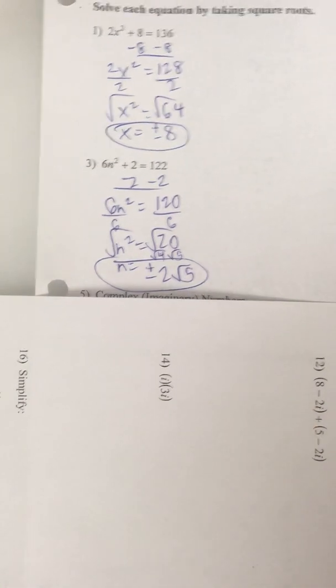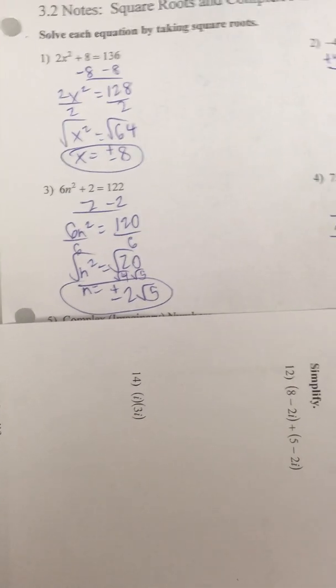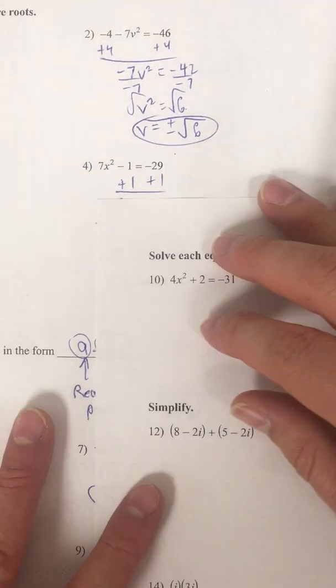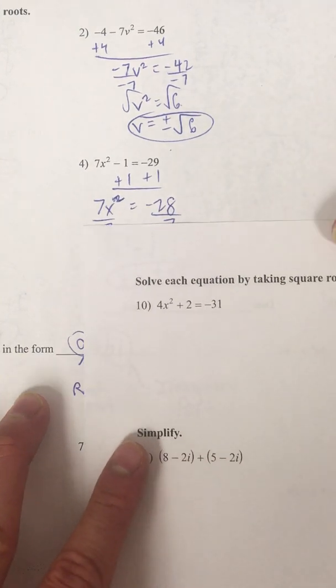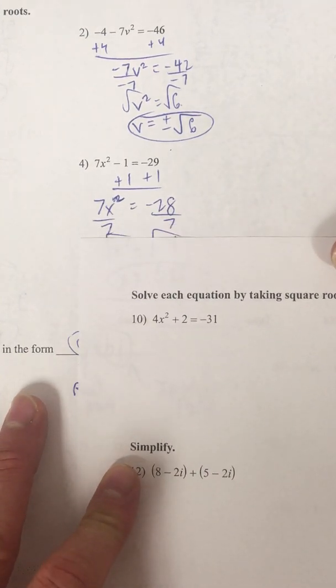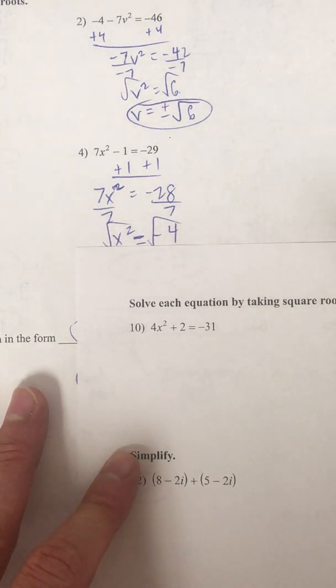Now, I'm curious about what you got when you worked out number 4. You can't tell me because it's a video, it doesn't work that way. Problem number 4, you start by adding the 1, which gives you negative 28. 7x squared equals negative 28. Then you divide by the 7. You get negative 4. Now, when you take the square root, what's the square root of negative 4?